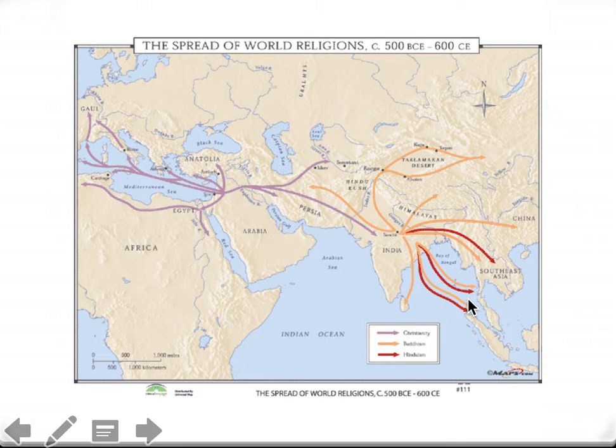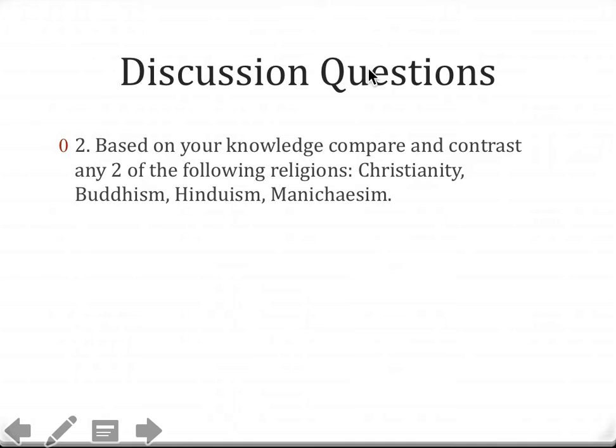So it's important that you understand the map, and that when you see a map like this, you're going to know right away, okay, spread of world religions, and you should know the time period as well. So this brings us to the next question. Based on your knowledge, compare and contrast any two of the following religions: Christianity, Buddhism, Hinduism, and Manichaeism.